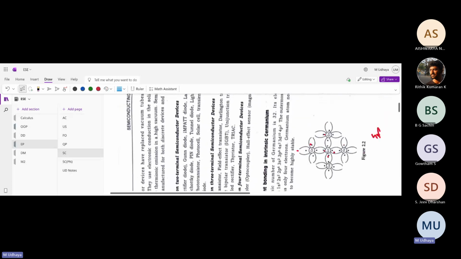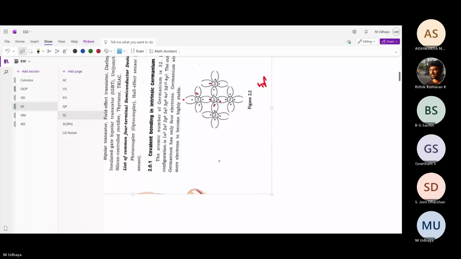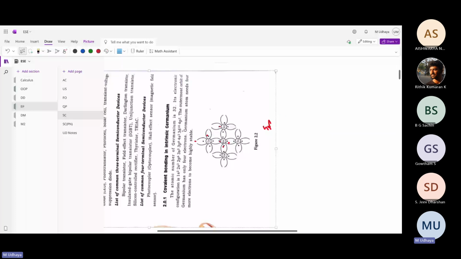If I'm able to rotate this, just give me a second. Okay, anyway, this is the general configuration. Each germanium has 4 valence electrons outside and they covalently bond like this. That is the general way of representing it, the covalent bond. Similarly, silicon also works the same way.